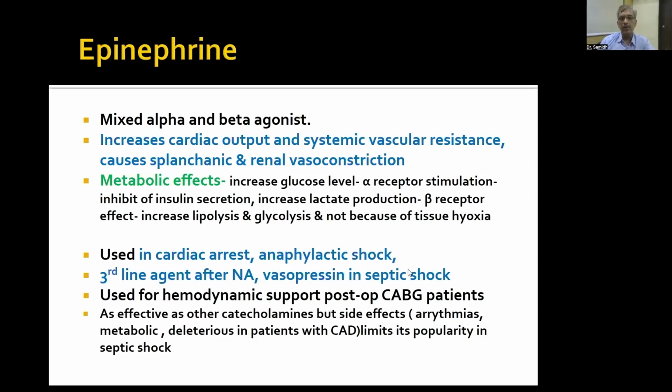Epinephrine is primarily used in cardiopulmonary resuscitation in cardiac arrest, and it is the drug of choice in anaphylactic shock. It is used as a third-line agent after noradrenaline and vasopressin in septic shock. It's used for hemodynamic support in post-operative CABG patients also, and it is as effective as any other catecholamine, but side effects like arrhythmias, metabolic side effects, and increased oxygen consumption in patients with CAD limit its popularity in septic shock.